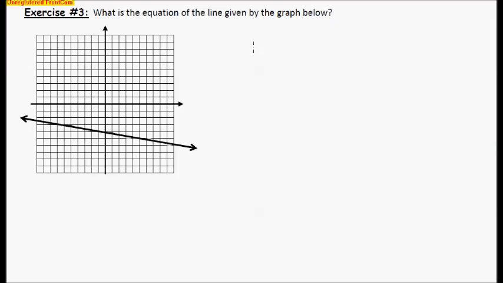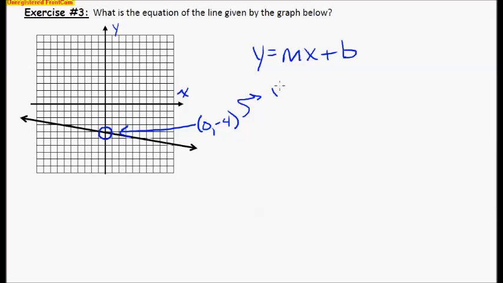I'm going to switch over to blue here. Y equals mx plus b. And let's see what we have here. We're going to find the y-intercept. Right there is the y-intercept. That's where it crosses the y-axis. And that is what point? That is the point 0, -4. All right, so that tells me so far I have a -4 in for that b, correct? Okay, because that's my y-intercept.